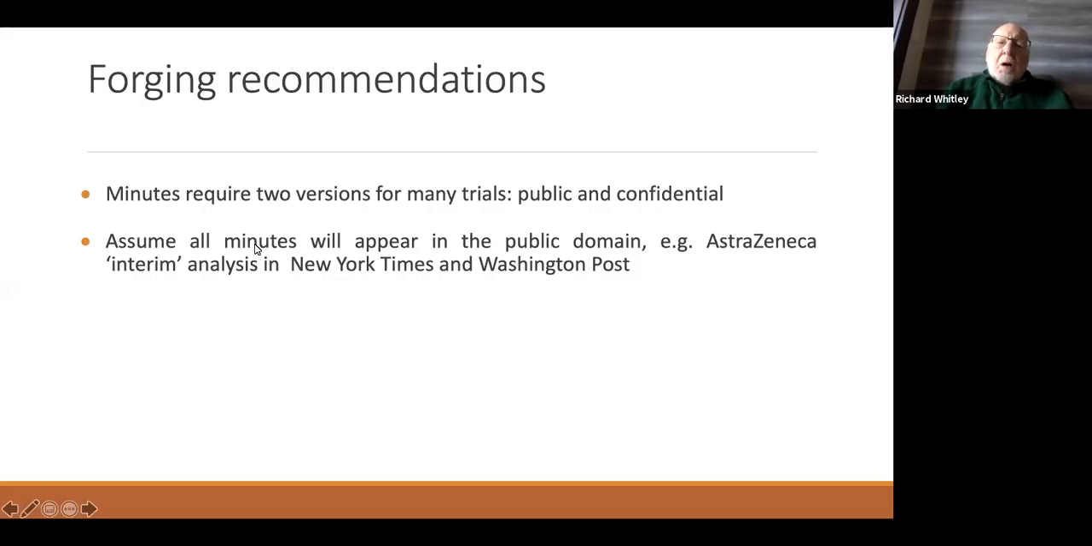Importantly, data safety and monitoring boards must assume that all minutes will appear in the public domain. And the example I would use is the AstraZeneca interim analysis, which appeared in the New York Times and Washington Post. While that may be confidential, in the world that we live in, data safety and monitoring boards must be absolutely transparent in the recommendations that they make. And there, that was a particular challenge, but needed to be in the public domain.